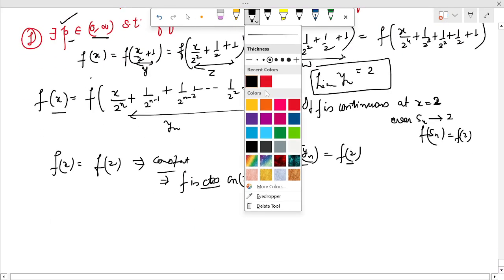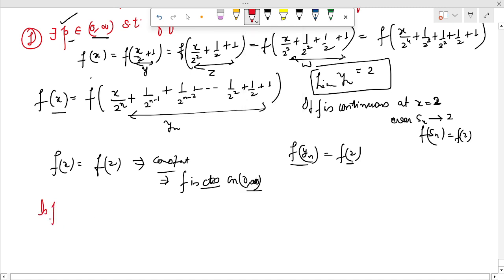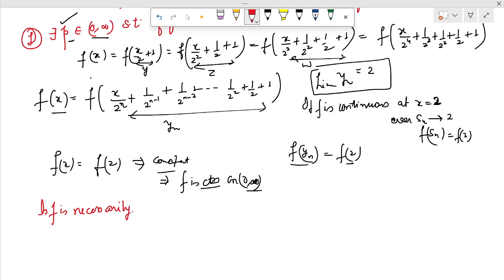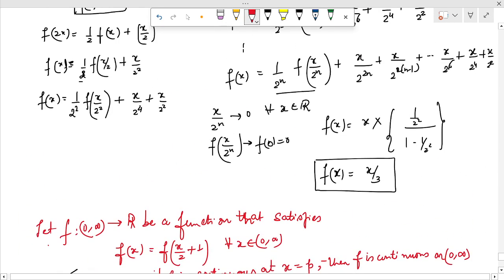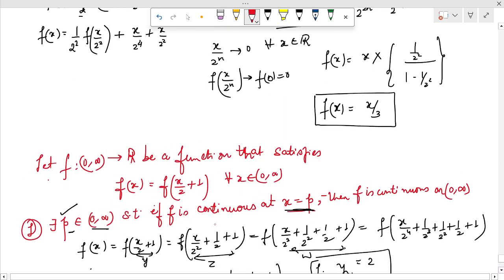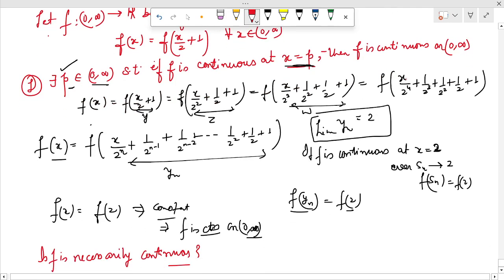Now one can ask, is f necessarily continuous? Certainly not. I've said that if this is the functional equation, then if f is continuous at point p, then f is continuous. Yes, if f is continuous at 2, then f is continuous. Now comes the question: is f necessarily continuous, that is, if f follows this definition, f of x is equal to f of x by 2 plus 1, is f necessarily continuous? The answer is no, false. Why?